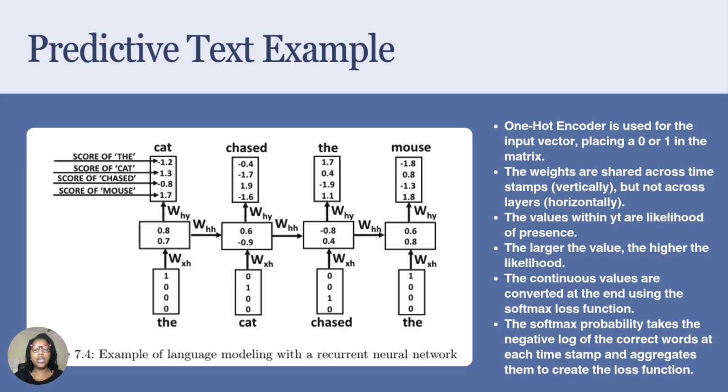And the values within y sub t here at the top, which is the output, those values are not probabilities just yet. Those are likelihood of presence. So the likelihood that the would be the next word after the is negative 1.2. The likelihood that cat is next is 1.3. The likelihood that chase comes after the is negative 0.8. And the likelihood that mouse comes next is 1.7. And the higher the value, the higher the likelihood.